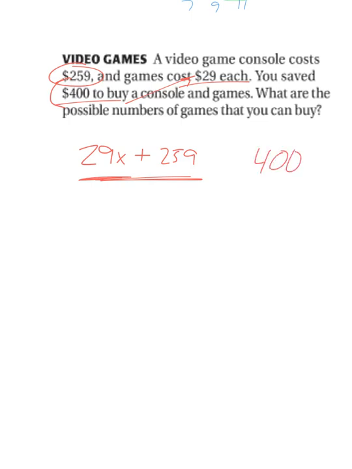And think about it, which inequality am I going to use here? Well, I could spend up to that, right? I could spend up to $400 or anything less than, but I can't spend more than that because that's all I've got saved up to buy video games. So 29x plus $259 has got to be less than or equal to the $400 that you've got saved. And now you're going to draw your line and walk through our steps and figure out how many games you could possibly afford.